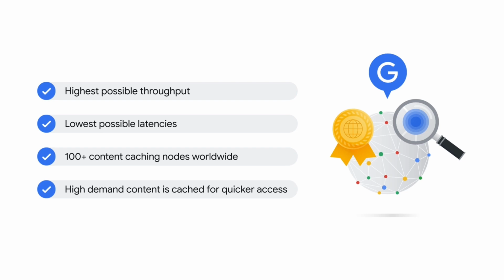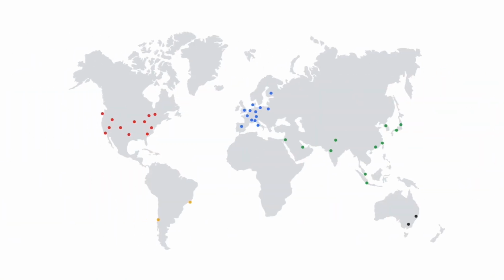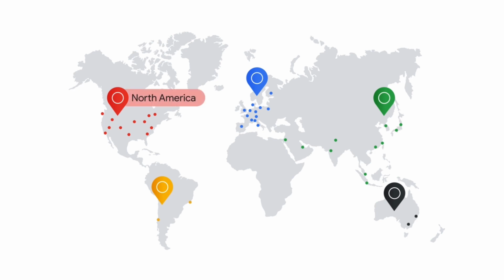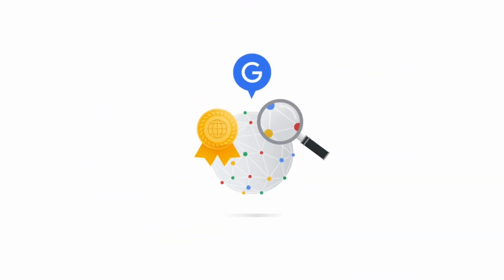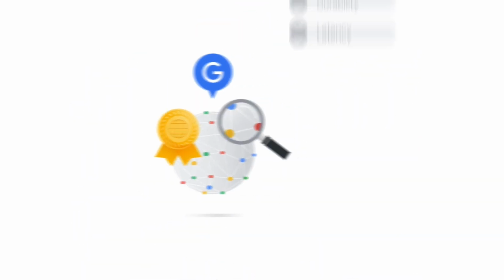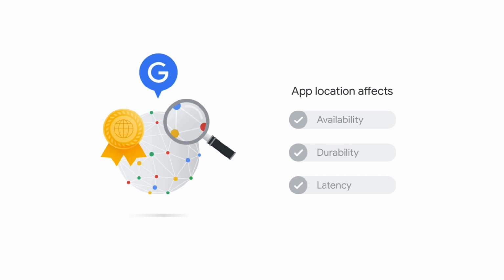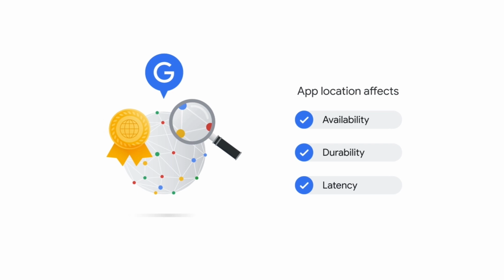These are locations where high-demand content is cached for quicker access, which allows applications to respond to user requests from the location that provides the quickest response time. Google Cloud's infrastructure is based in 5 major geographic locations: North America, South America, Europe, Asia, and Australia. Having multiple service locations is important because choosing where to locate applications affects qualities like availability, durability, and latency.